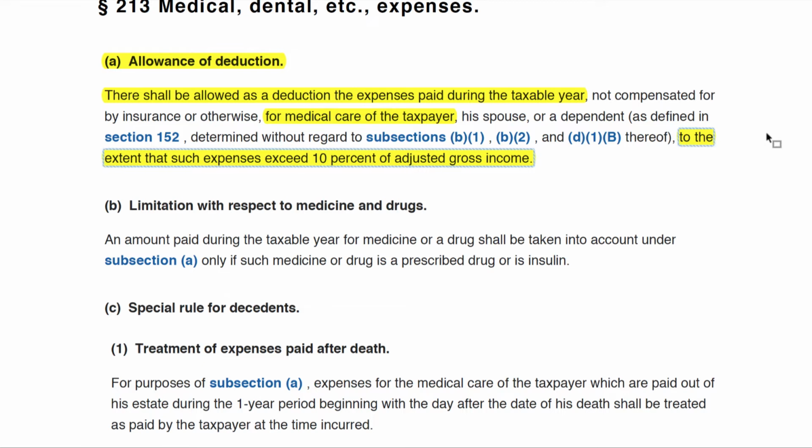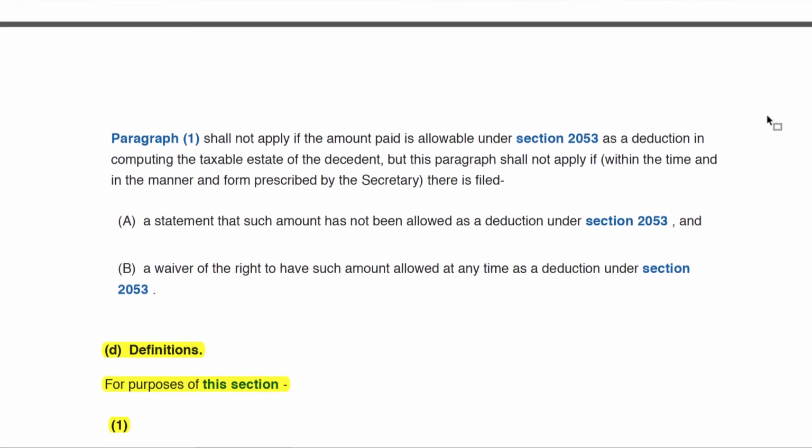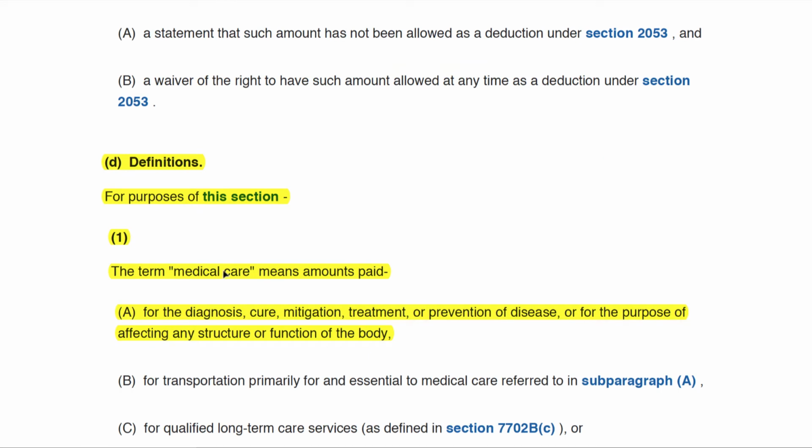Subsection A there, they talk about medical care of the taxpayer, his or her spouse or dependent, determined without regard to, and so on, to the extent that such expenses exceed 10% of the adjusted gross income. Again, if you're looking at this later on, you need to note that might have changed in the future, so don't rely on this section 213 when you're watching the video. Okay. And then it goes through various subsections and whatnot. I have some definitions. What exactly is medical care? So one of those propositions is it has to be medical care.